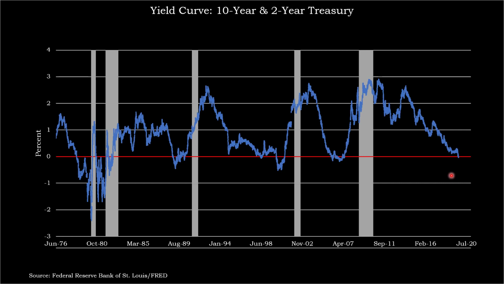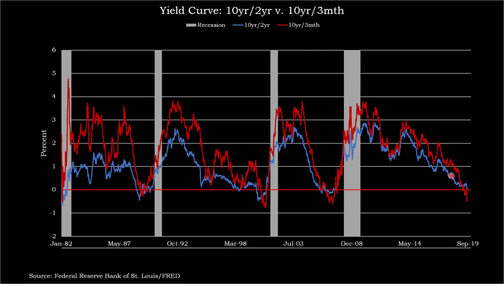So continuing again, this is to highlight the difference between the 10-year and 2-year and the 10-year and 3-month. And what I want to highlight here is, as you can see, going back through a few recessions, it has been the 10-year and 2-year which goes negative first. Now, this time around, if we fast forward to where we are today, it was the 10-year and 3-month that has gone negative before the 10-year and 2-year.